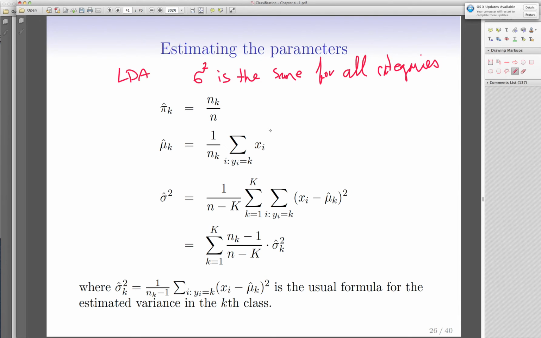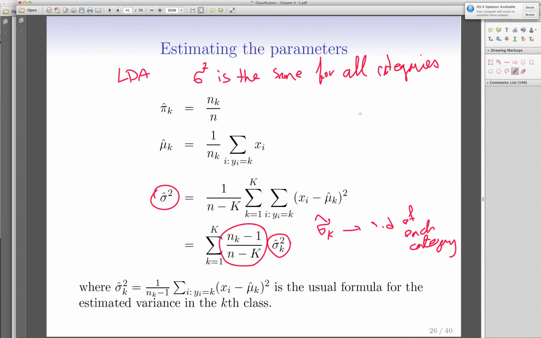So that's our main and major assumption. In order to find out sigma squared, you first need to find the sigma of each category. So sigma hat k is the SD of each category. And then you take a weighted average of each category variance to get the total variance, which represents all cases.